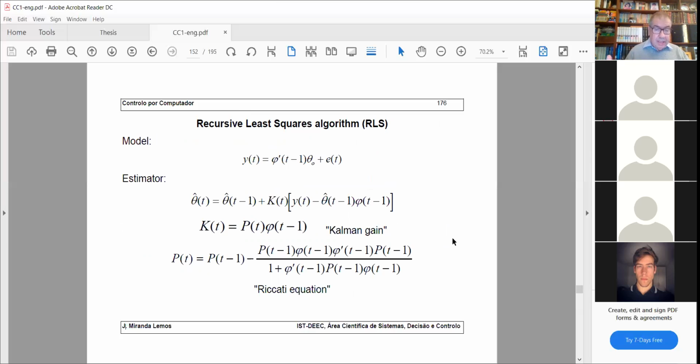So what happens is that the data comes. If the data is rich enough, then the covariance matrix decreases. By decreasing, the Kalman gain decreases too, because it's proportional to P. And this term decreases, the correction decreases, and theta at time t becomes closer and closer to the estimate at time t minus 1. Okay? Remember this stuff. Any final question on the lecture?